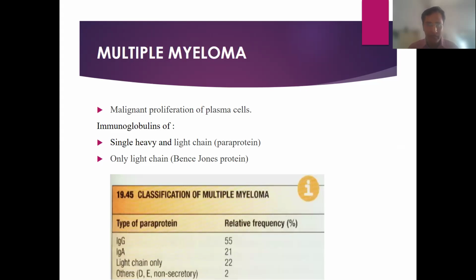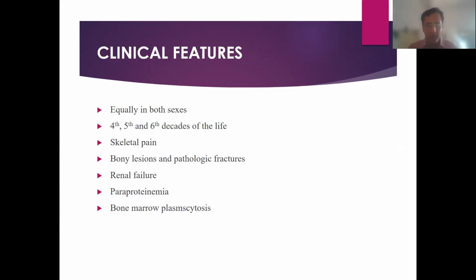Multiple myeloma is the second important thing here. It is a malignant proliferation of plasma cells, with a single heavy and light chain, that is the paraprotein. One light chain is the Bence Jones protein. Classification of multiple myeloma is IgG, IgA, light chain and others. It affects both sexes equally, with skeletal pain, pathological fracture, renal failure, paraproteinemia, and bone marrow plasmacytosis as the indications. We have a lot of features, that is skeletal pain, bone and renal failure findings.